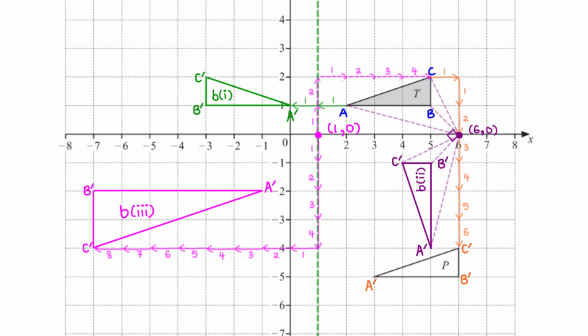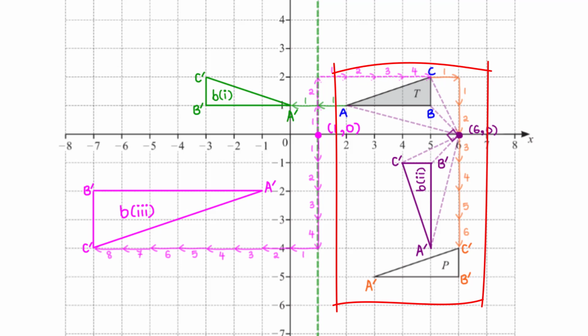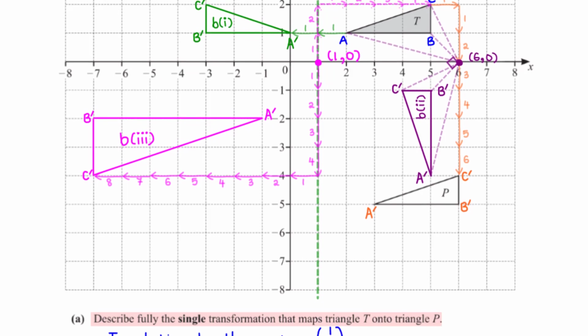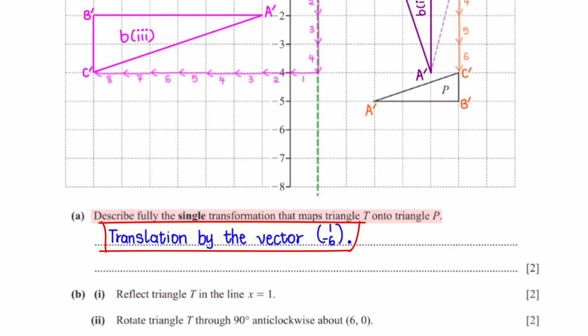So now we need to find the translation vector that allows us to move from triangle T to triangle P. From the illustration, we can see that this vector is 1, -6. And so the full description for this transformation will be translation by the vector 1, -6.